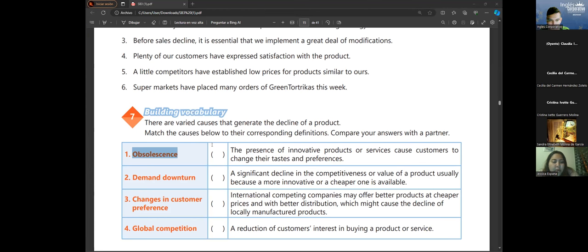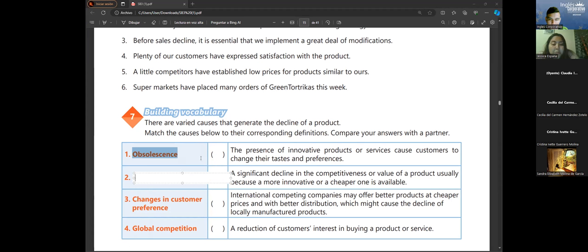It's a significant decline in the competitive value of a product, usually because a more innovative or a cheaper one is available. All right, very good. Demand downturn. A reduction of customers' interest in buying a product or service.